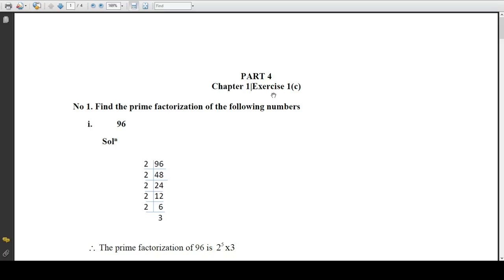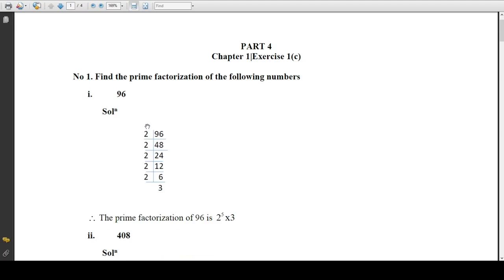Okay, welcome again, students. Now we'll be discussing part 4 of this chapter 1, which is on real numbers. Here we'll be doing exercise 1C, starting with problem number 1. Find the prime factorization of the following numbers. The first one given here is 96.